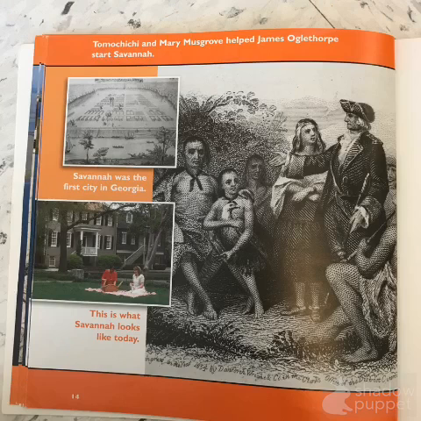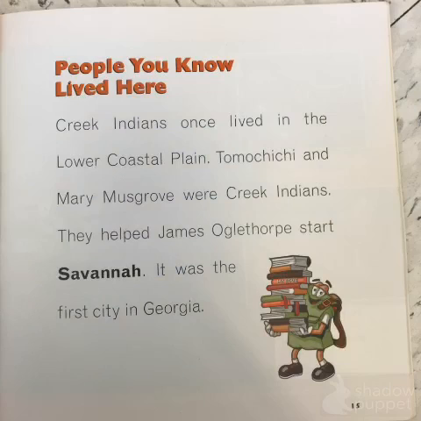Tomochichi and Mary Musgrove helped James Oglethorpe start Savannah. Savannah was the very first city in Georgia. This is what Savannah looks like today. People you know lived here. Creek Indians once lived in the lower coastal plain. Tomochichi and Mary Musgrove were Creek Indians. They helped James Oglethorpe start Savannah. It was the first city in Georgia.